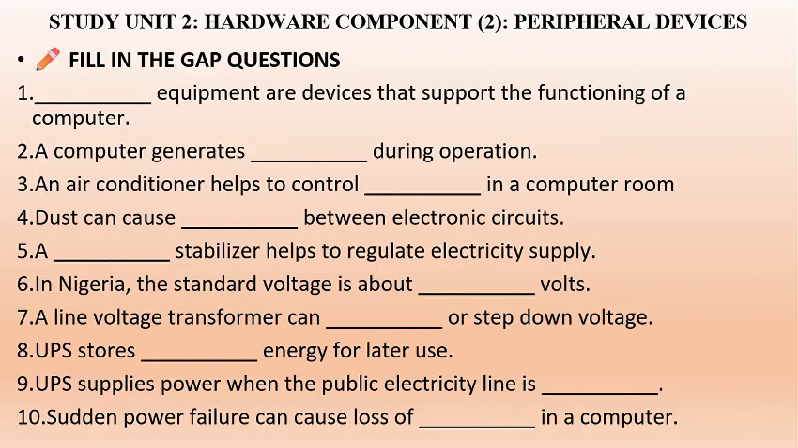So number 9, UPS supplies power when the electricity line is dash. The UPS supplies power when the electricity line is off. Thank you, is off. Number 10, sudden power failure can cause loss of dash in a computer. Loss of data. Data as DATA.